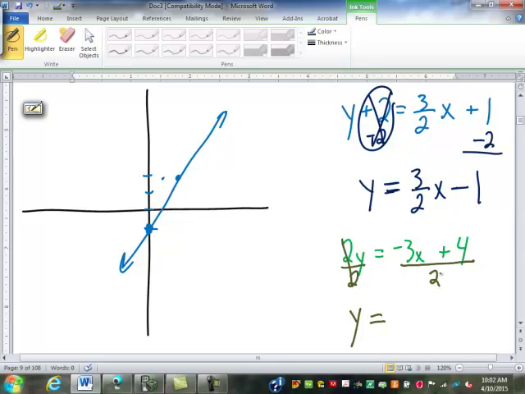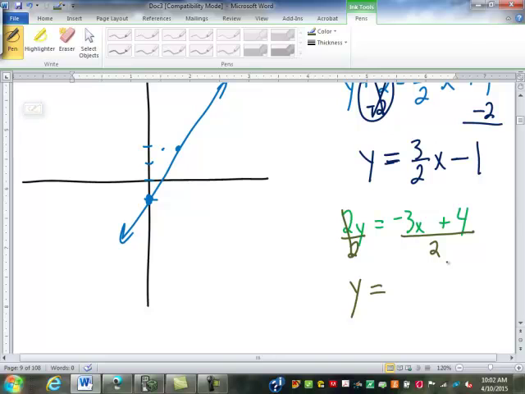Now the 4 divided by 2 isn't going to be difficult, but negative 3x divided by 2 looks kind of confusing. But it isn't so much. I'll show you a trick. Negative 3x divided by 2, that's just negative 3 over 2 times x. So you just put this number over that number to make a fraction and put the x behind it. 4 divided by 2 is positive 2. So what we have there is y equals negative 3/2 x plus 2.